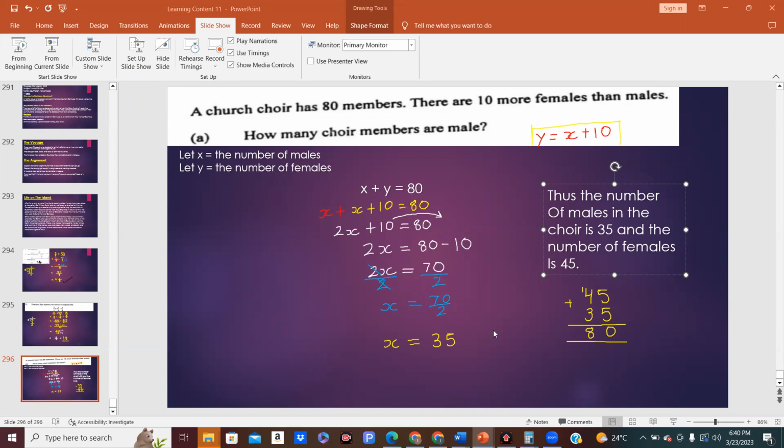Okay, so how many male students do we have? 35. How many female students? 45. Good.